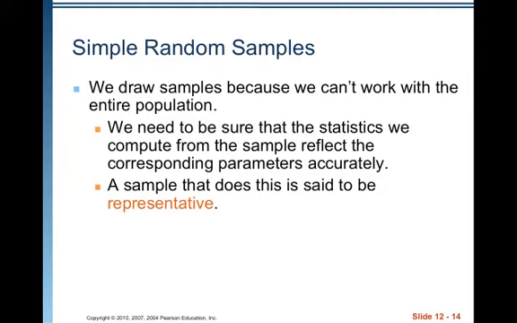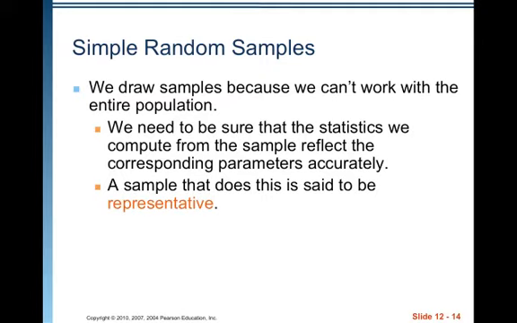Okay, now we're actually going to get into the different kinds of samples. The first one, the one that is the most basic, but that works beautifully with our methods, is the simple random sample. Simple random samples are ones in which we draw samples because we can't work with an entire population. Keep that in mind. We need to be sure that the statistics we compute from the sample reflect the corresponding parameters accurately, because remember, we're calculating statistics from that sample to estimate those population parameters.